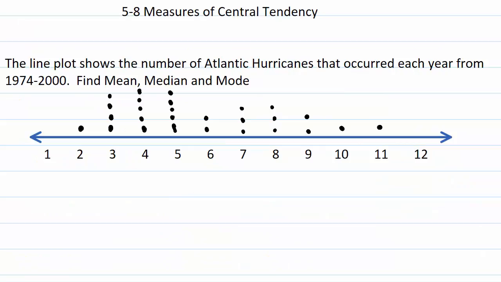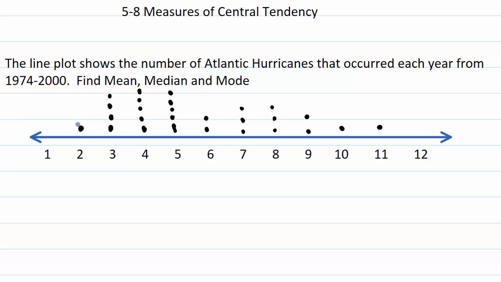Alright, so this question says, the line plot shows the number of Atlantic hurricanes that occurred each year from 1974 to the year 2000. Find the mean, median, and mode. Okay, so here's how we would read this.